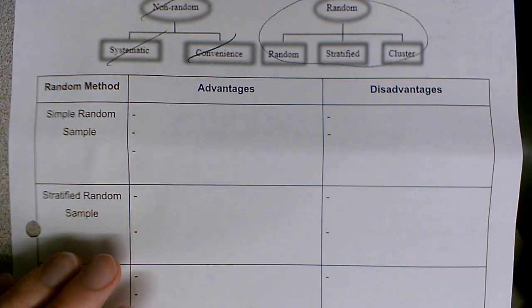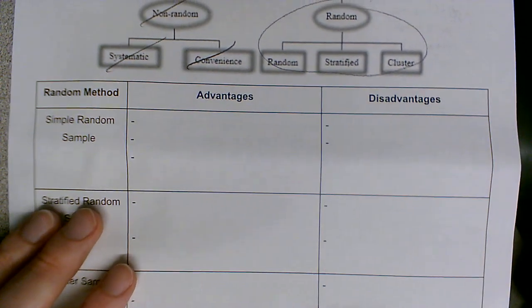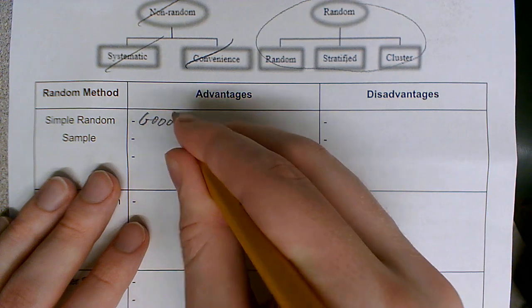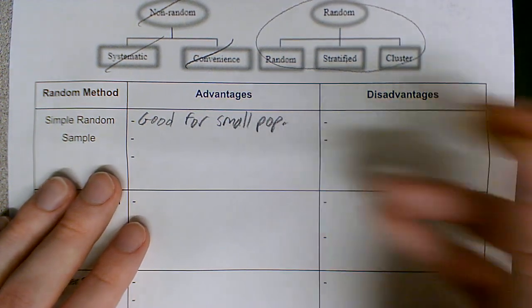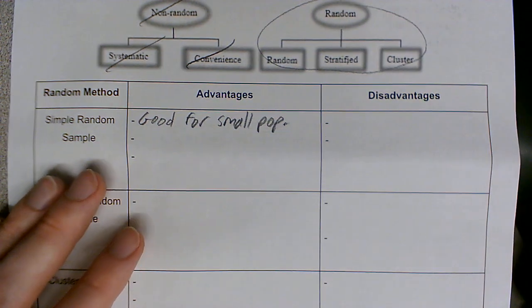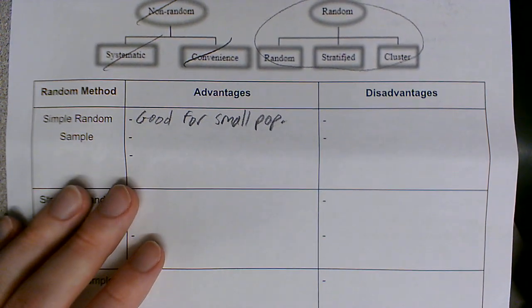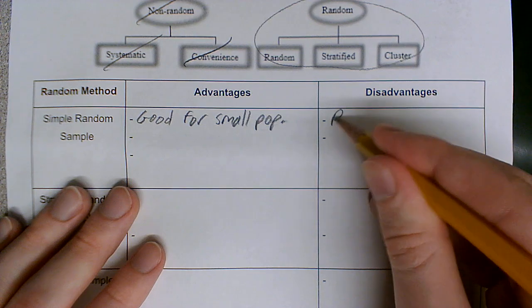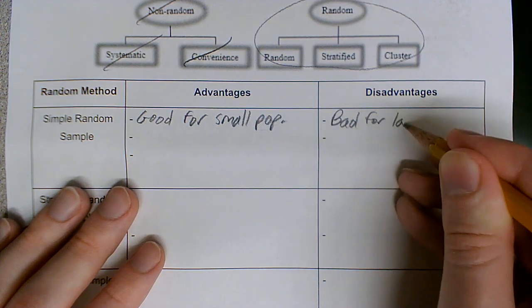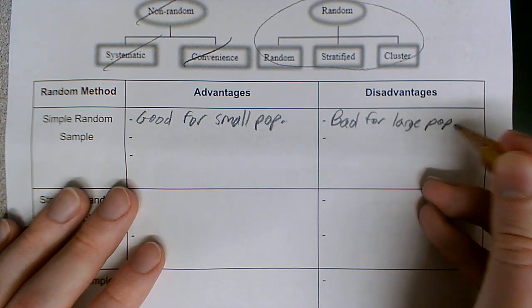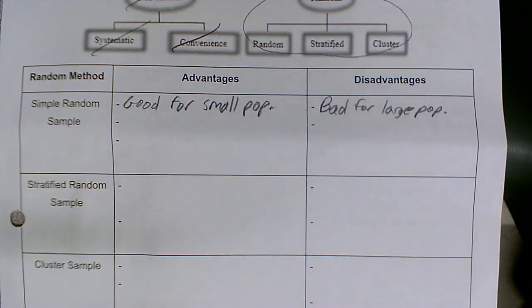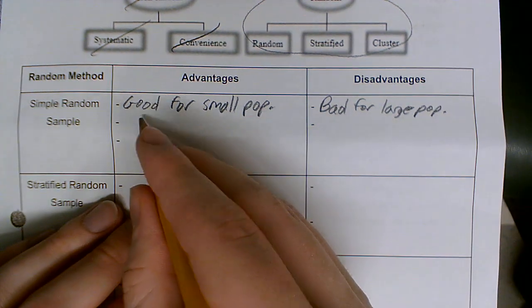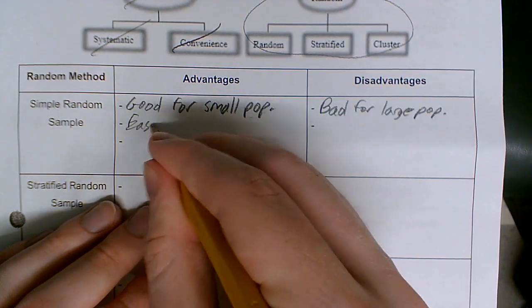Alright, so simple random samples have some advantages and disadvantages. The first one is that it is good for small populations. I'm going to abbreviate population as POP. Alright? It is bad for large populations. So there's a little bit of a trade-off here. You should only be simple random sampling if you have a small enough population to reliably simple random sample. Alright. It is also easy to set up and perform.